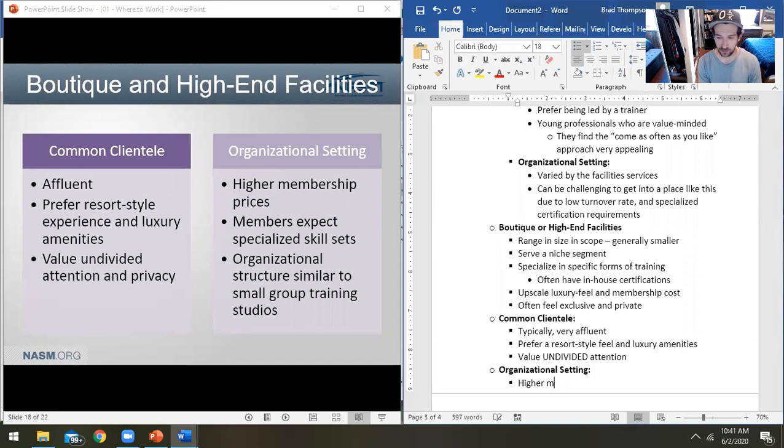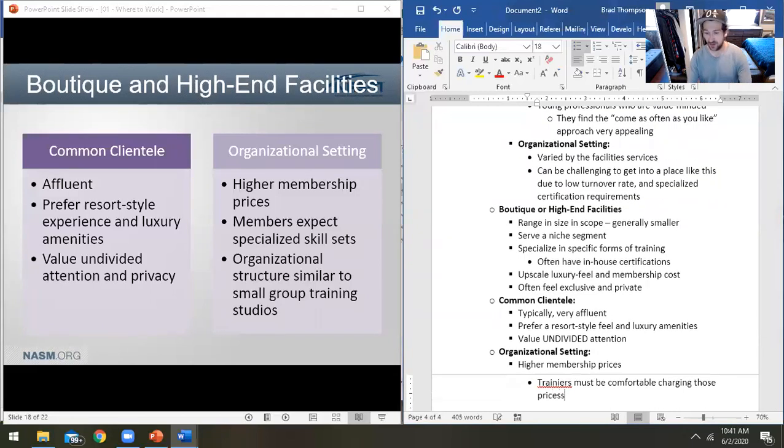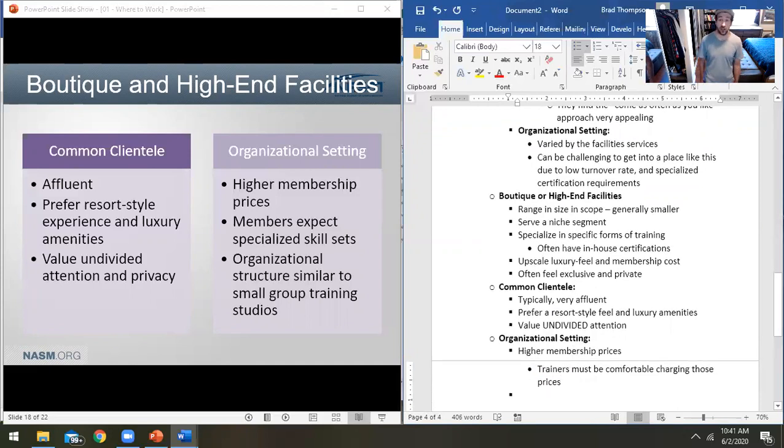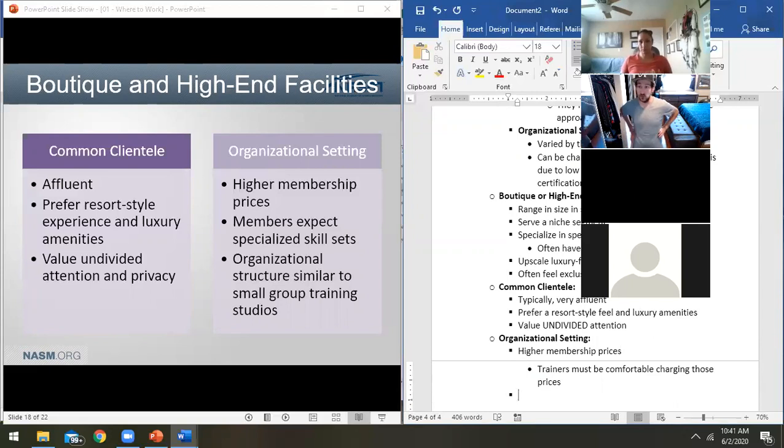Definitely a higher membership price. So trainers must be comfortable charging those prices, right? Definitely something to be aware of there. If you're not going to be comfortable with that because maybe you're just starting out, by the way, you guys are going to get courted by Equinox pretty quickly. Equinox loves Sochi. We have a really good relationship with them. They think our students are the bee's knees.